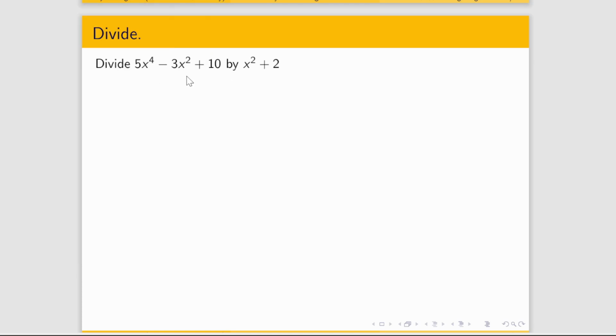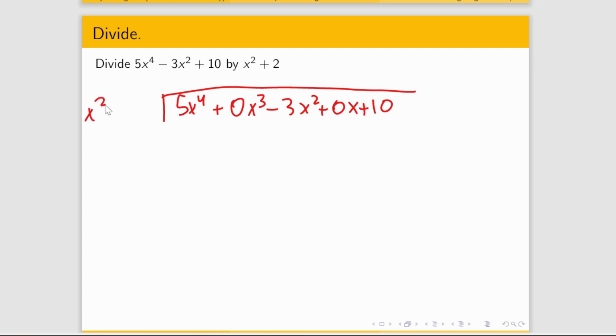For this next one, I would recommend setting up place value holders in general if you find that some of these are missing place values. And what do I mean by that? I mean that you really have 5x to the fourth plus no x's cubed minus 3x squared plus no x's plus 10. And you're dividing that by x squared plus no x's plus 2.